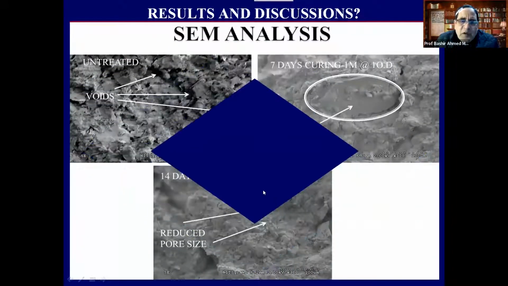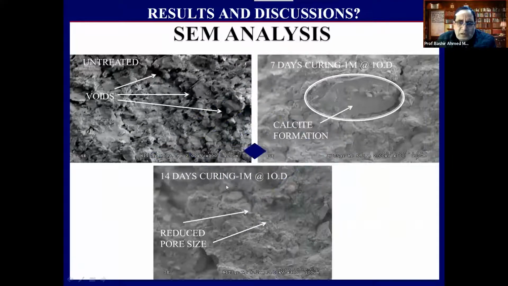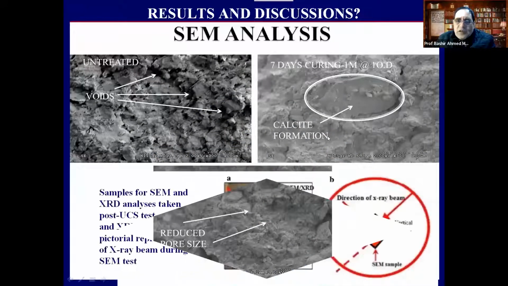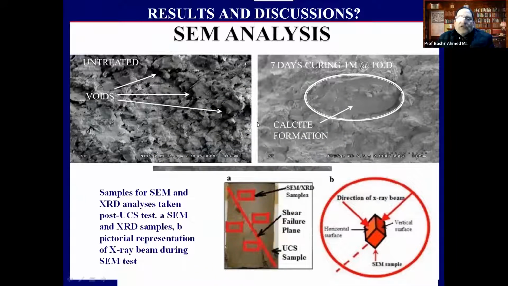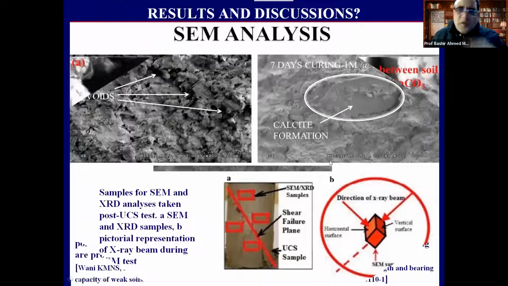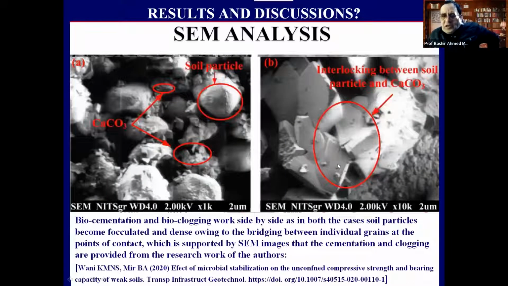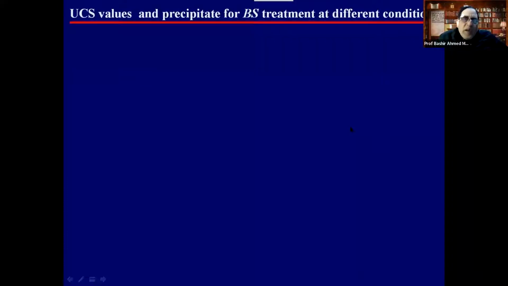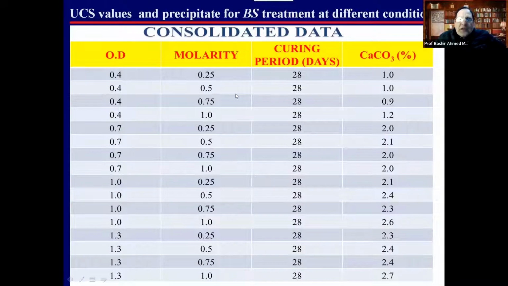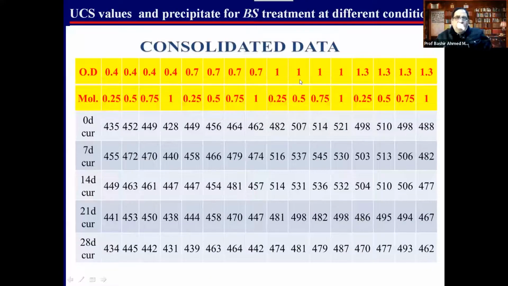And some SEM images have been taken. We have taken the soil sample along the failure plane, and this is the SEM which also verifies our test results. You can see over here, precipitation, CaCO3 formation is over here. You can see interlocking is being shown over here. Cementation clogging is shown here. And these are some consolidated data against different molarities and the curing periods. We have gone up to 28 days of curing.